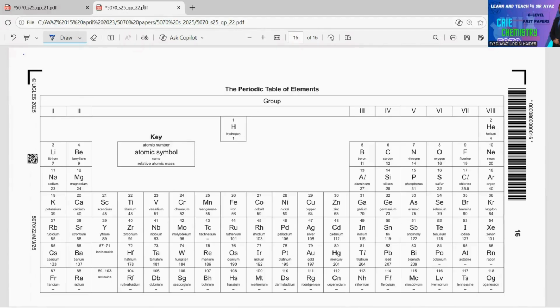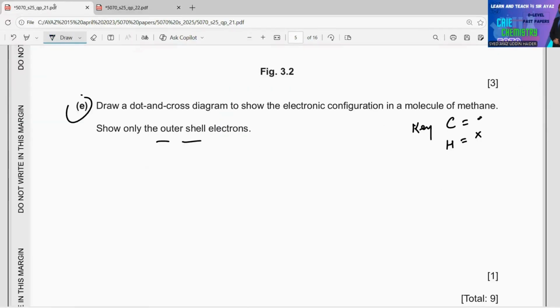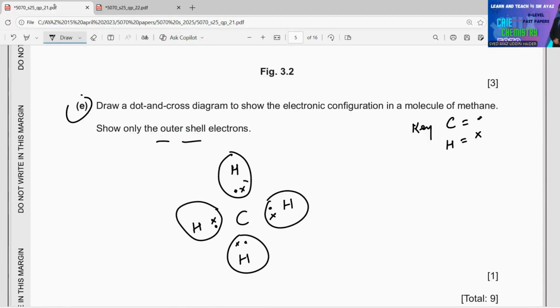Remember, carbon is in group 4, which means it must have 4 valence electrons. And here's hydrogen. It has only 1 valence electron. So we have C with 4 valence electrons: 1, 2, 3, 4. And for each hydrogen, I'm going to show the valence electron using a cross. Let's draw a circle. So this will be the final dot and cross diagram.